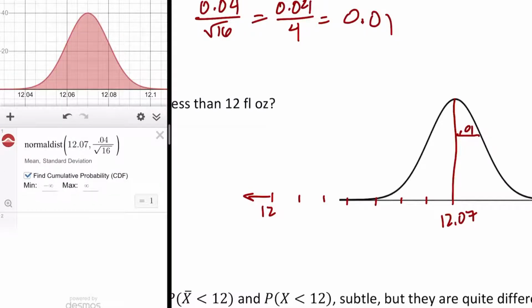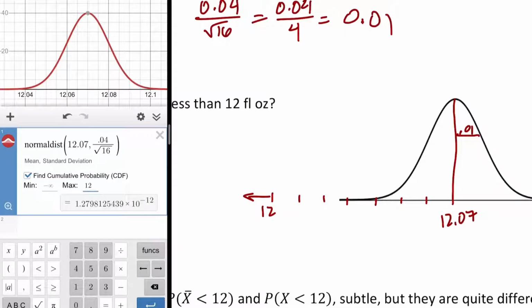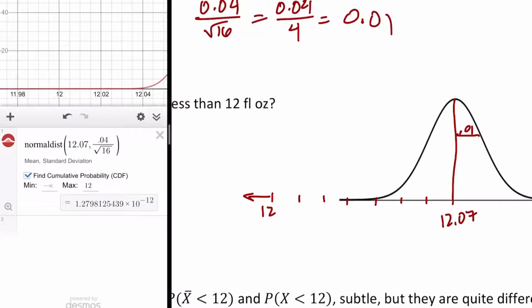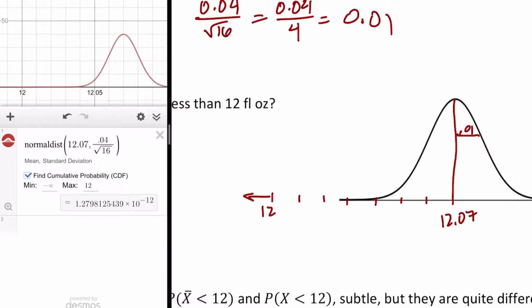So from negative infinity all the way up to 12. Now, 12 is like way over here on the graph. So if you compare where 12 is on the graph, not much is happening. And in fact, as you can see right here, this is 1.2798 blah, blah, blah, times 10 to the negative 12. So that's 0.00000. So 11 zeros.